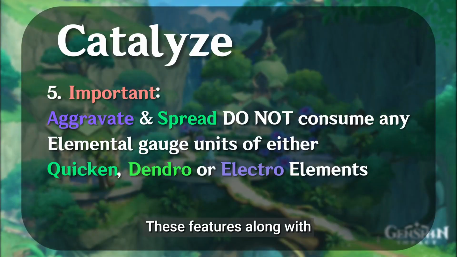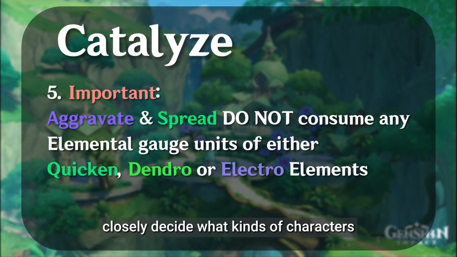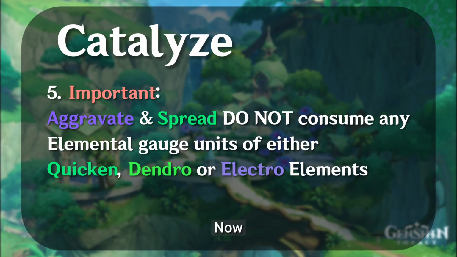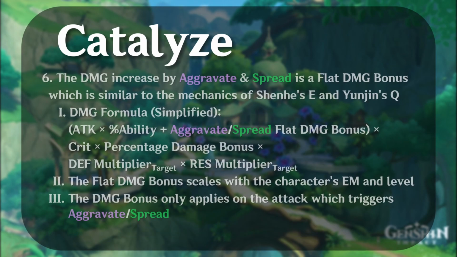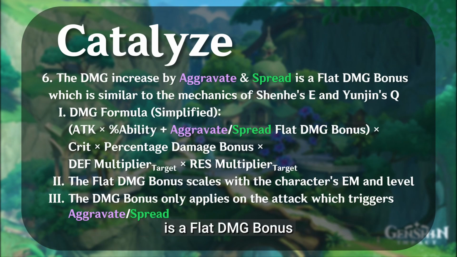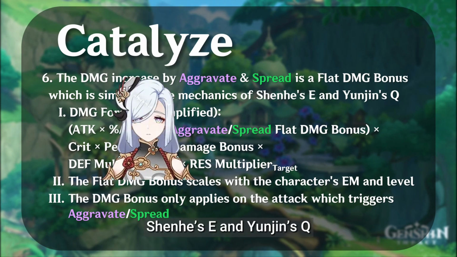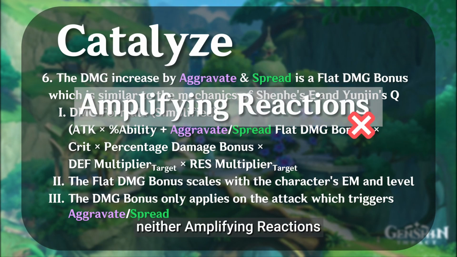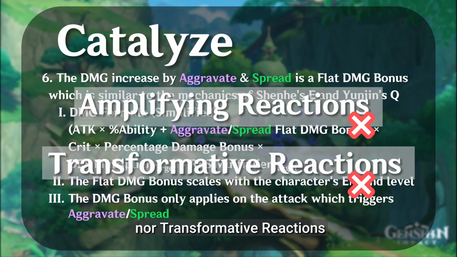These features, along with the next reaction property, closely decide what kinds of characters to use for Aggravate and Spread, so they are very important. Now, let's move on to the next property, damage calculation. The damage increase by Aggravate and Spread is a flat damage bonus, which is similar to the mechanics of Shenhe's E and Yunjin's Q. And this determines that Aggravate and Spread are neither amplifying reactions nor transformative reactions.